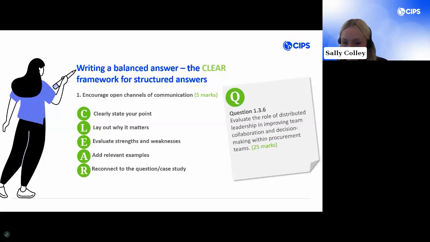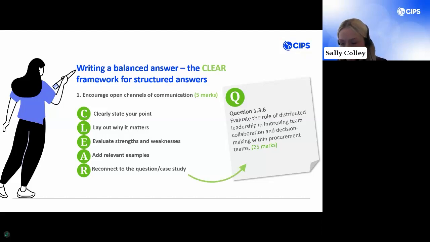And a really important step here is A, add relevant examples, the more the merrier. A procurement team implementing distributed leadership might host voice of the team meetings or morning huddles, allowing junior buyers to share supplier concerns. It's these insights that could identify risks or opportunities that senior staff may have missed, so ultimately improving procurement outcomes. And then R, reconnecting back to the question.